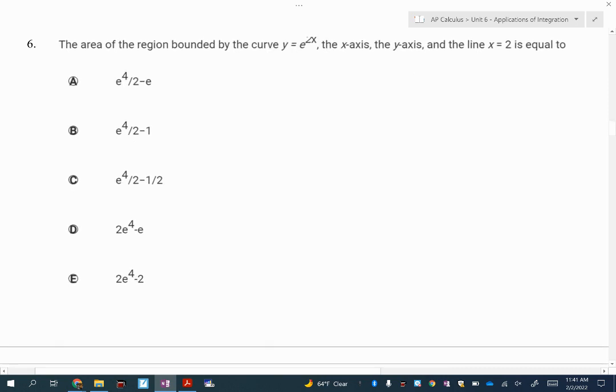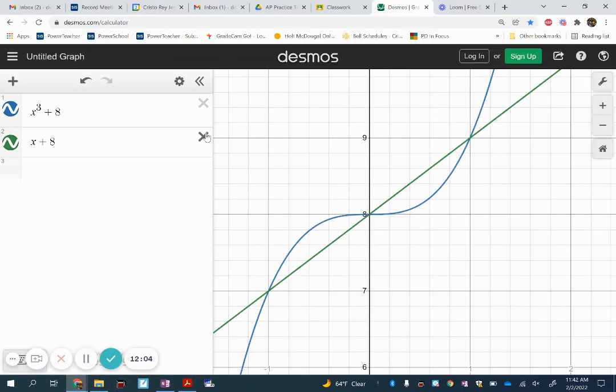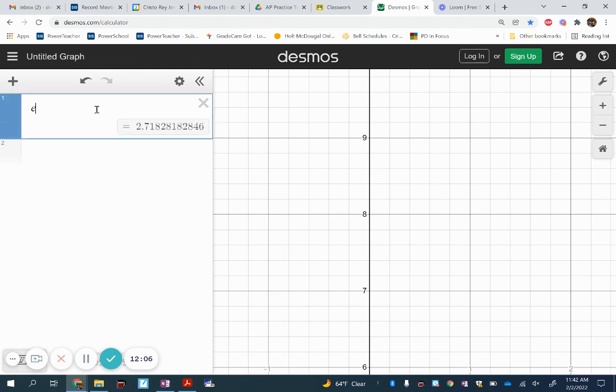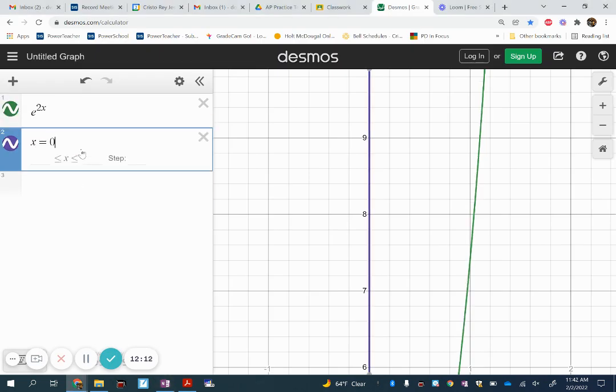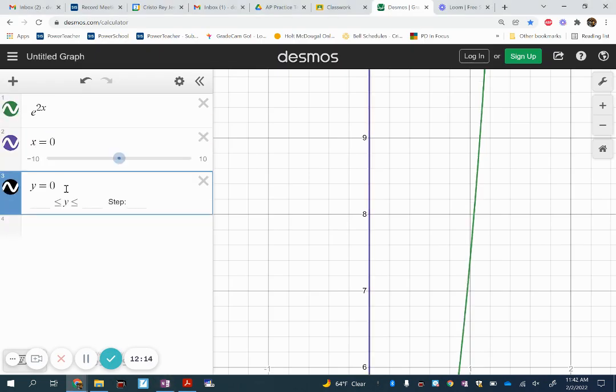Let's do number 6. I'm going to graph this natural exponential function, e to the power of 2x, the x-axis, the y-axis, and the line x equals 2. So e to the power of 2x, and I also have the x-axis, so y equals 0, the y-axis, which is x equals 0, I apologize, and then x equals 2.